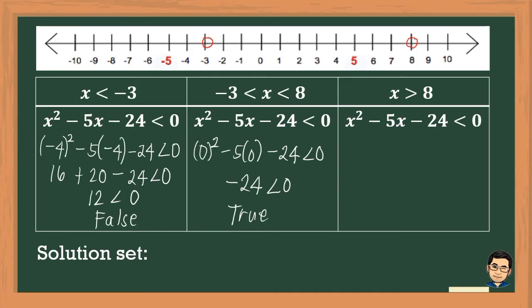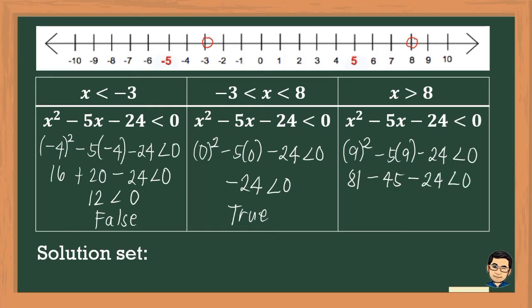Next, x is greater than 8. So, ang kukunin natin, yung kasunod ng 8 na mas mataas sa kanya is 9. So, that will become 9 squared minus 5 times 9 minus 24 is greater than 0. So, 9 squared, that is 81. Negative 5 times 9, that is negative 45. Minus 24 is less than 0.